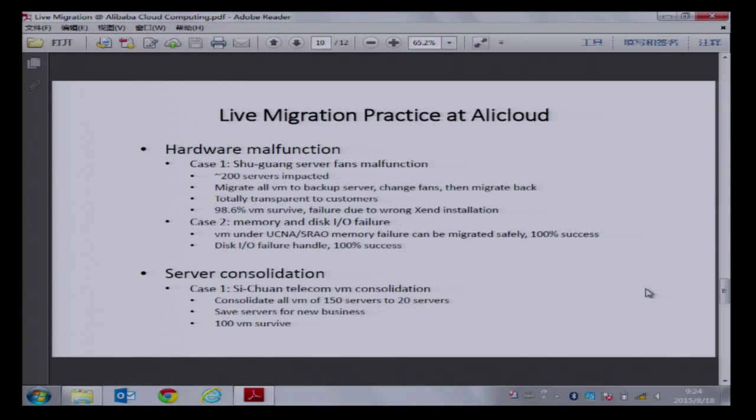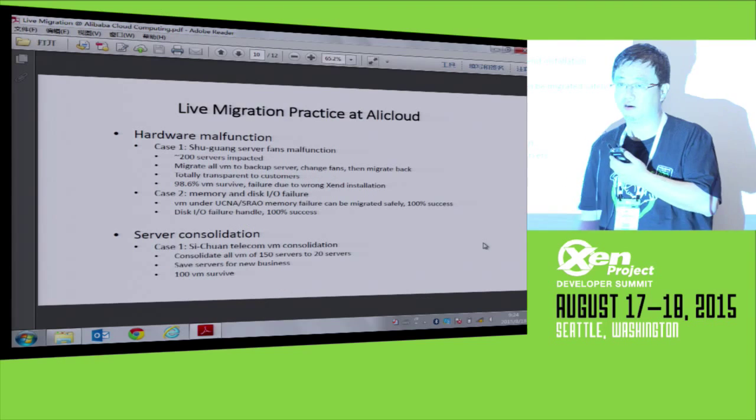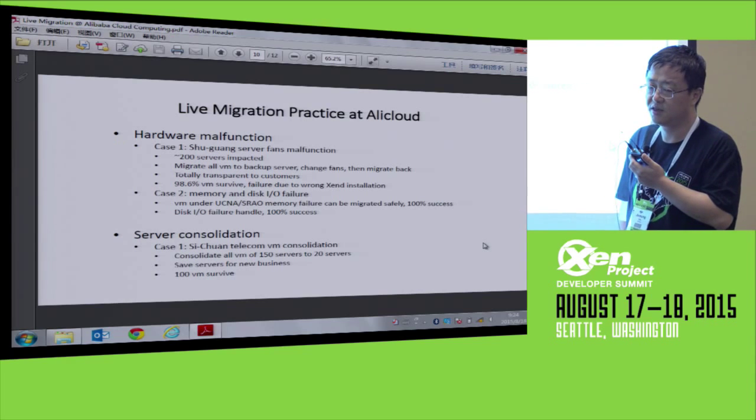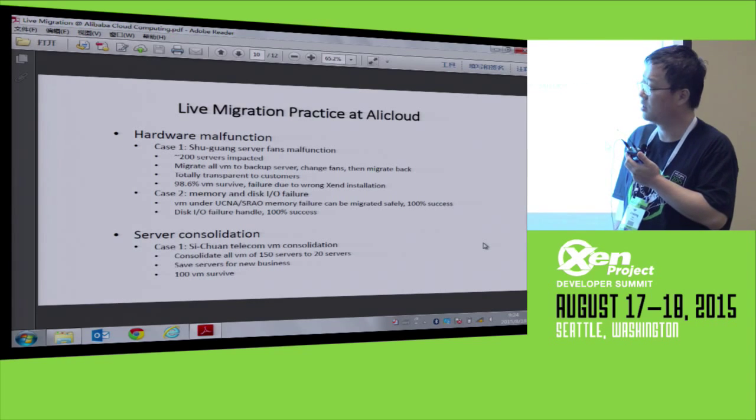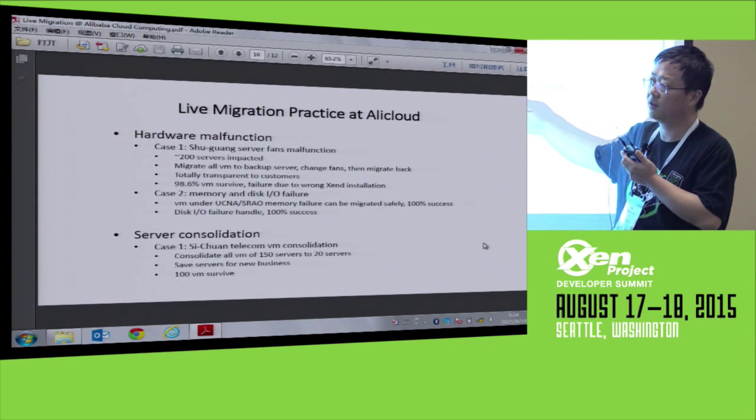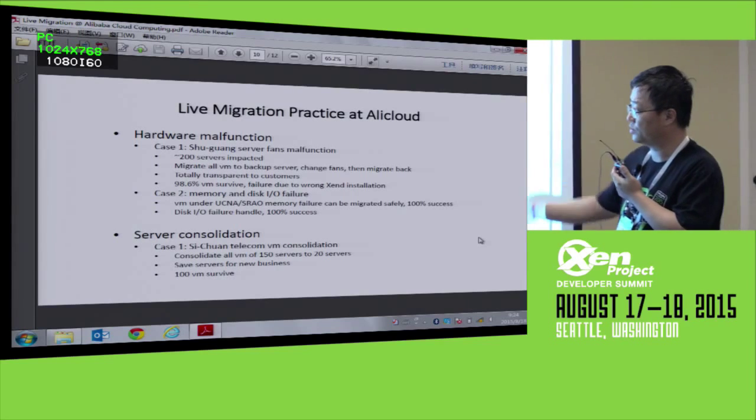Case 2 is that memory and disk I/O failure often happen in the cloud. If the memory failure is UCNA type or SRAO type, we can safely migrate the VMs from one server to another. But if the memory failure is SRAR, we're not sure that the VM can be migrated, I mean the VM impacted by the SRAR error. But if the VM was not impacted by the SRAR error, it still can be migrated.